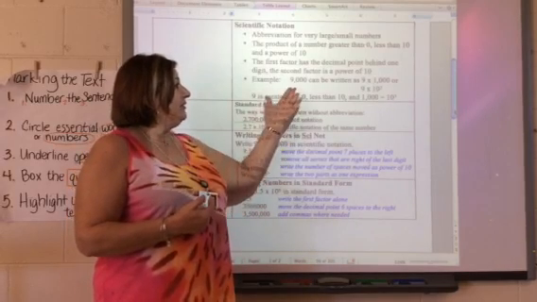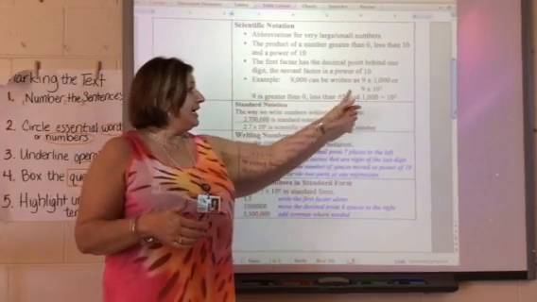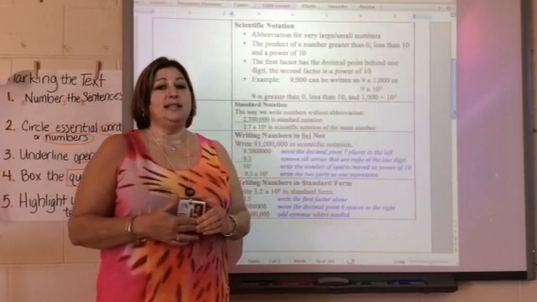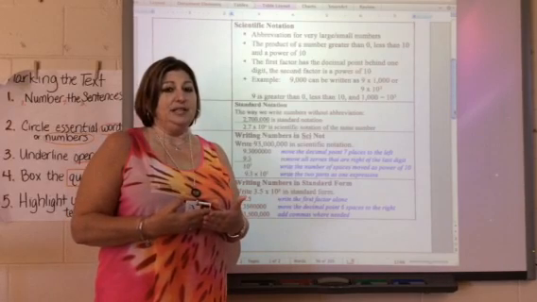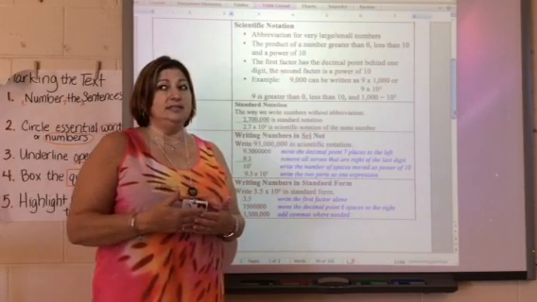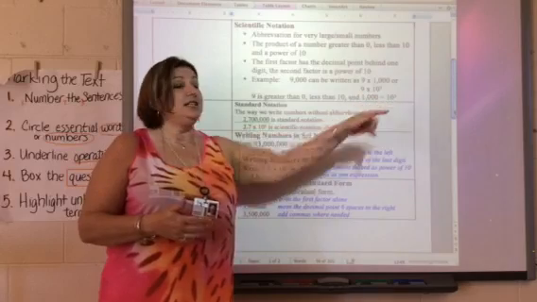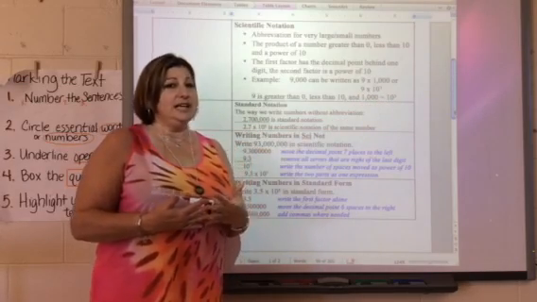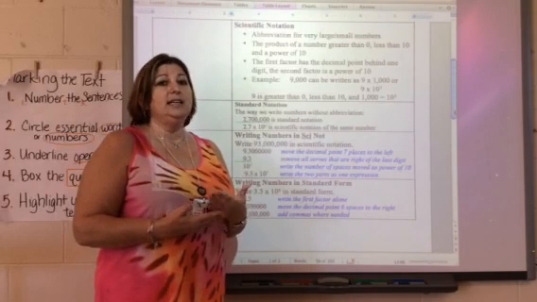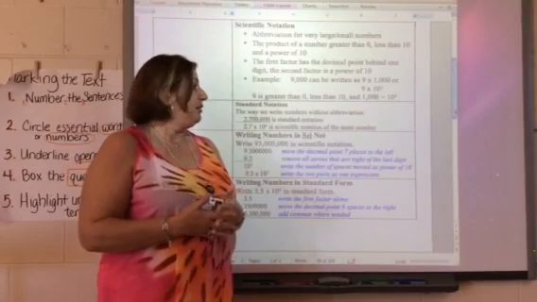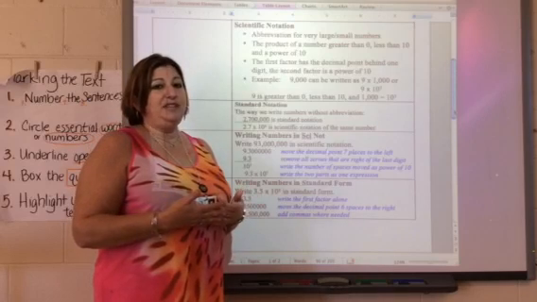So here's an example. If I have the number 9,000, I can break that down into 2 factors. I can say 9 times 1,000. But another way to say 1,000 is that it is 10 to the third power, because 10 times 10 times 10 is 1,000. So I can write this as 9 times 10 to the third power. That's considered scientific notation, because 9 is greater than 0, less than 10, and then we're multiplying by a power of 10. So standard notation is the way we write numbers without abbreviation.